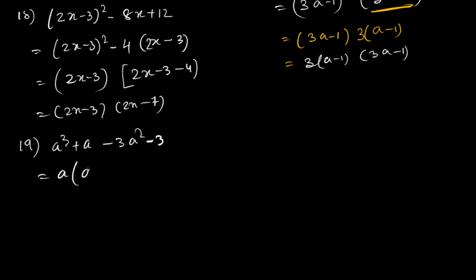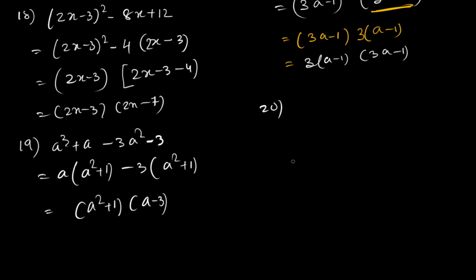I'll be left with a square plus 1. Next two terms, I can take 3 common. I will be left with a square plus 1. That's the 19th question we are doing right now. So that means we can take a square plus 1 common and we are left with x minus 3, sorry, I don't know from where I got the a. So that's the answer for the 19th one.